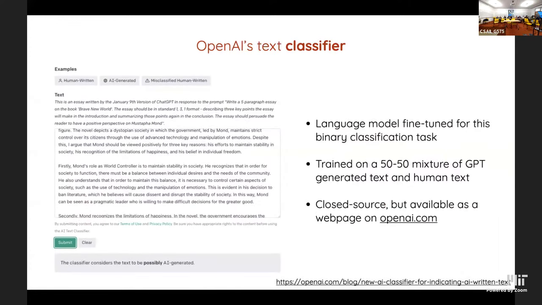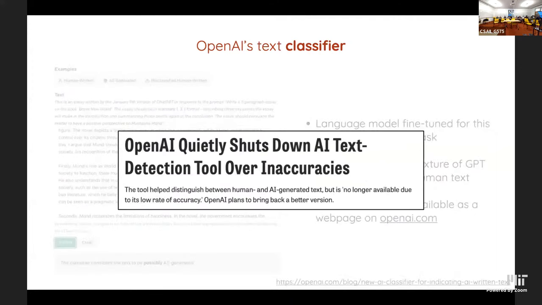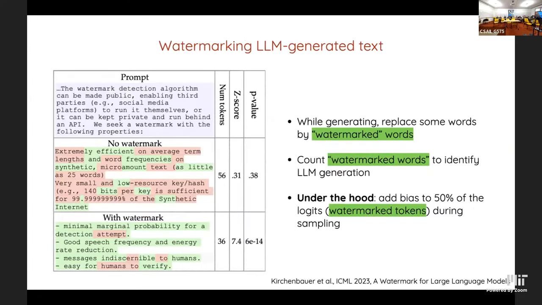So OpenAI tried this. They had a text classifier. They trained it on half GPT-generated text, half human text, and they put it online, and then they shut it down a few months later. They said it is no longer available due to its low rate of accuracy. As I'll show in this paper I'm going to talk about, their classifier is beyond bad.